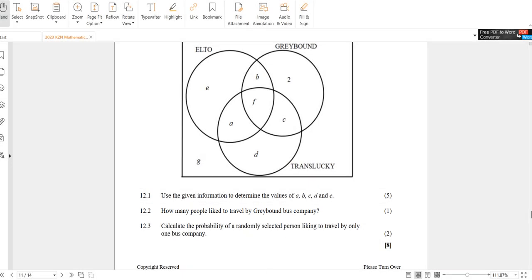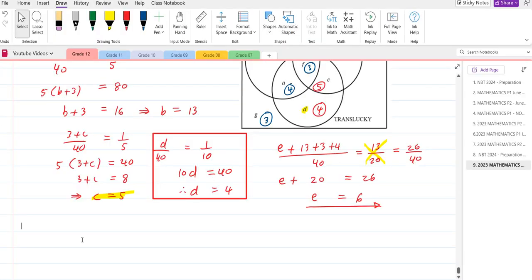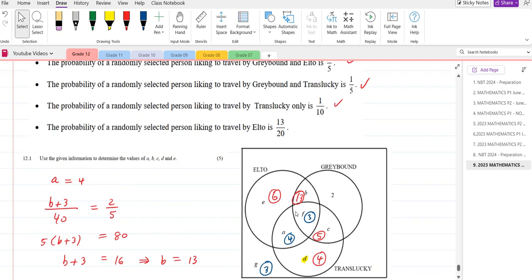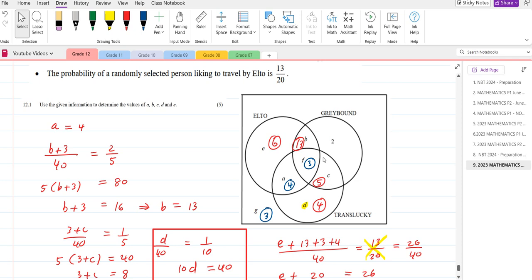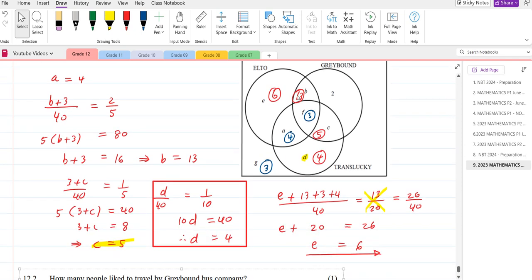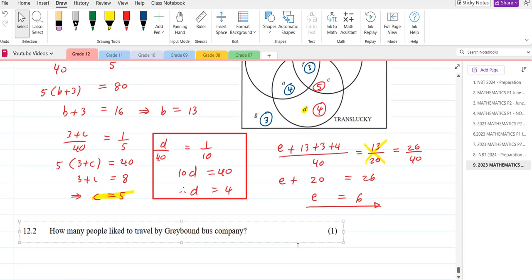Now we have a question here. How many people like to travel by Greybound bus company? How many people? 2 plus 13 plus 3 plus 5. So 2 plus 13 is 15, plus 5 is 20, plus 3 is 23. So the answer is just 23. Right, so 23 people. Just write down 23. You should get full marks. Next question.